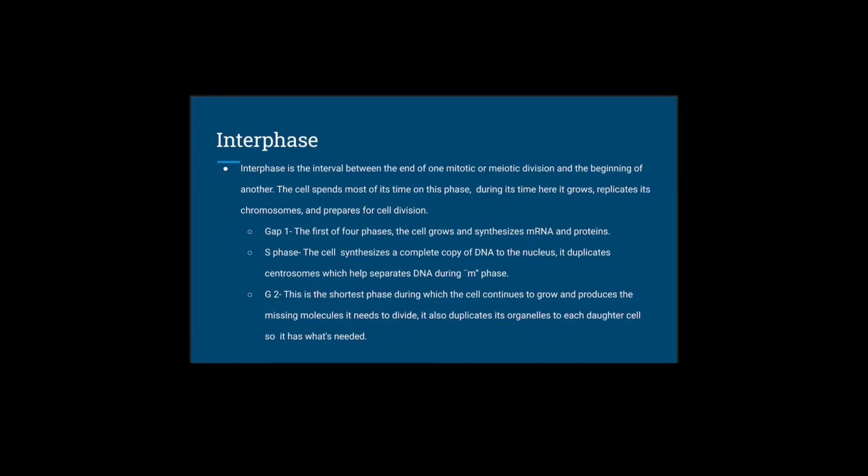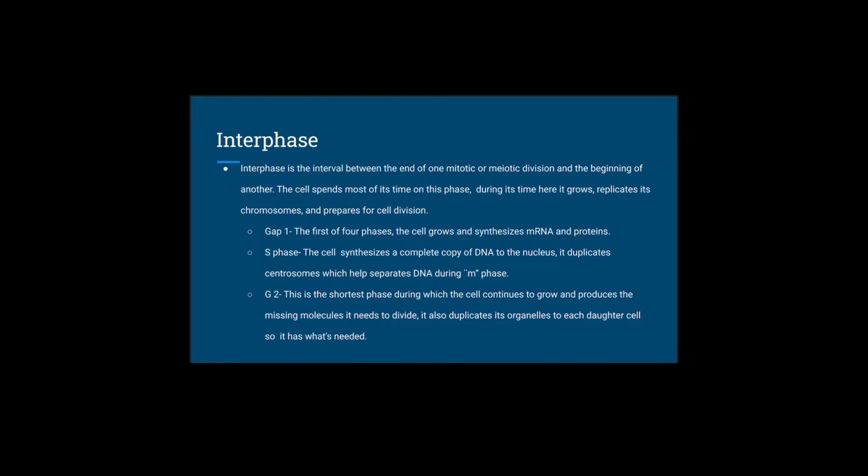Gap 1, the first of 4 phases. The cell grows and synthesizes mRNA and protein. S phase. The cell synthesizes a complete copy of DNA in the nucleus. It duplicates centrosomes, which separate DNA during M phase.